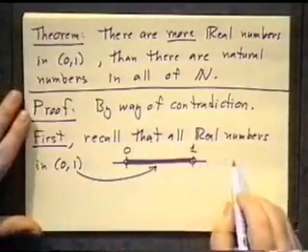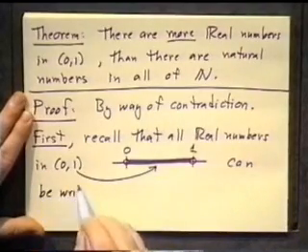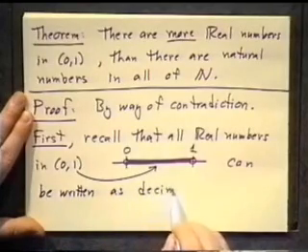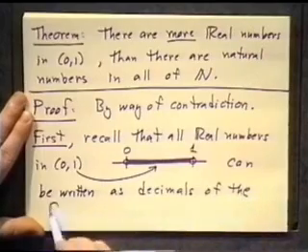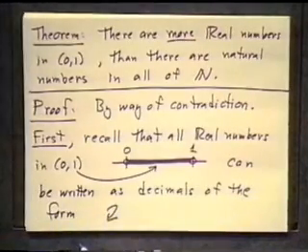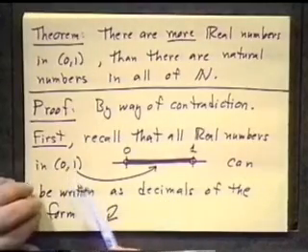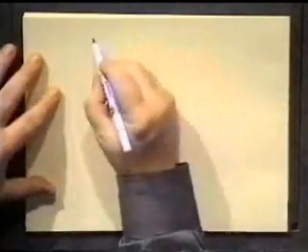All the real numbers in that interval can be written as decimals, which we've seen before, as decimals of the following form, and I'll put that on the next page. And this will be crucial to our proof, because we want to be able to refer to all of these numbers so that we can match them, or at least try to match them, with all the natural numbers. And here's the form they take on.